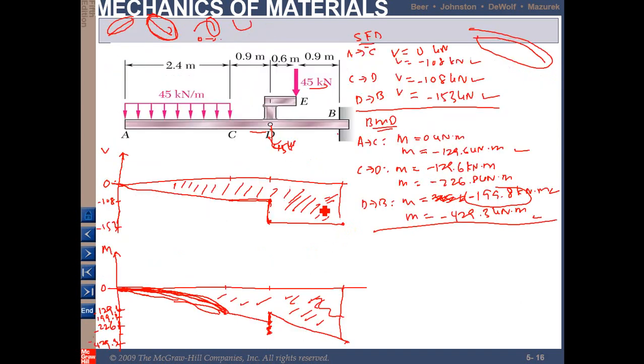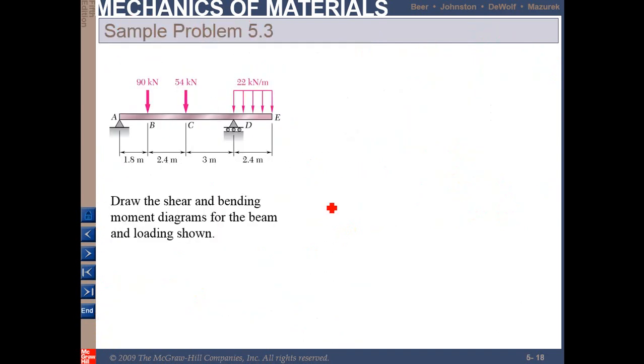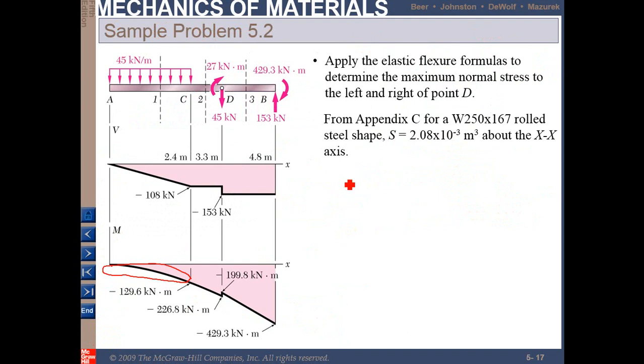Now you solve question B. So the normal stress is equal to Mc over I, or it is equal to M over S, because this one is equal to 1 over S. So from the appendix, maybe this question has an appendix, the S is equal to this value.